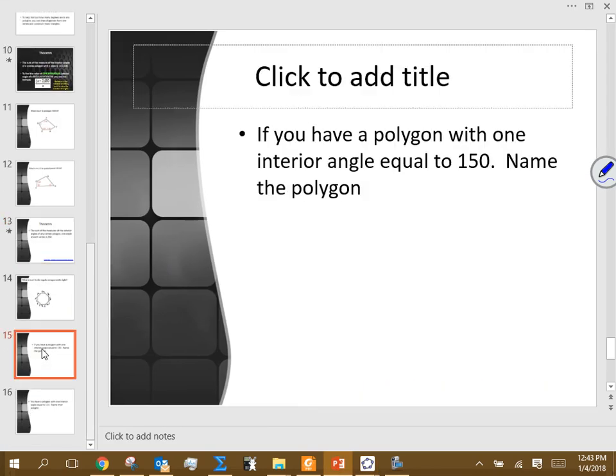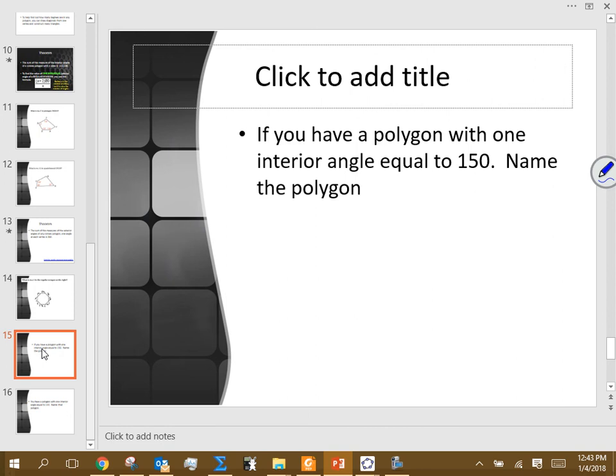One last example here. We'll do this two different ways. You'll see some of these in your homework. It says, if you have a polygon with one interior angle equal to 150, name the polygon. When you name polygons, and you're going to see a lot of different questions that ask you to do this, you first have to know the number of sides, right? That's how we dictate a polygon.